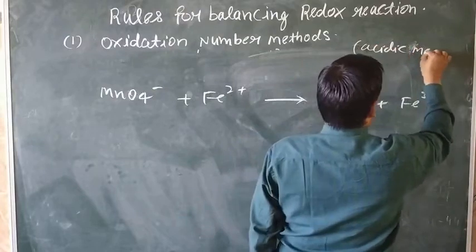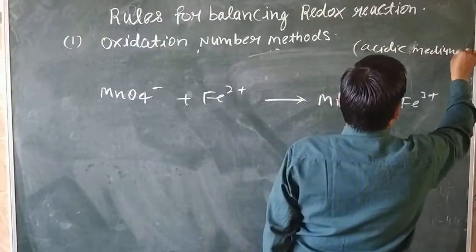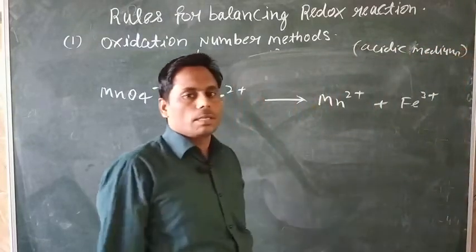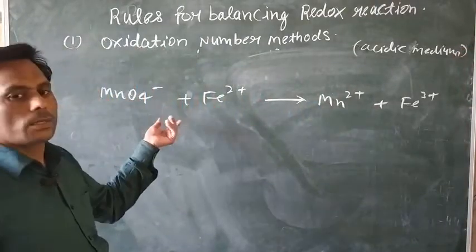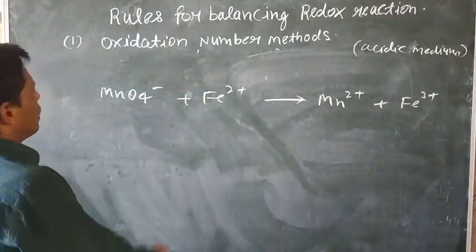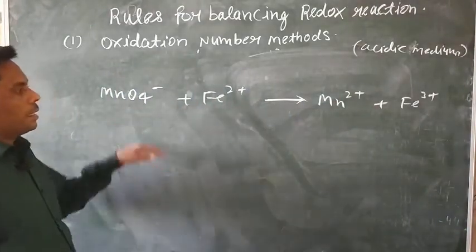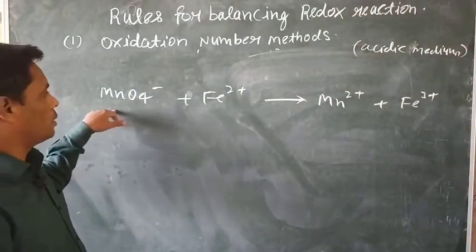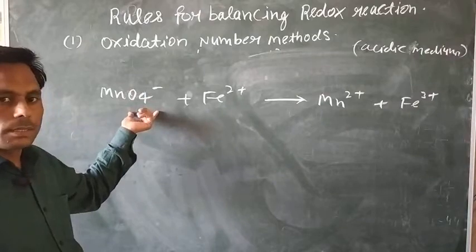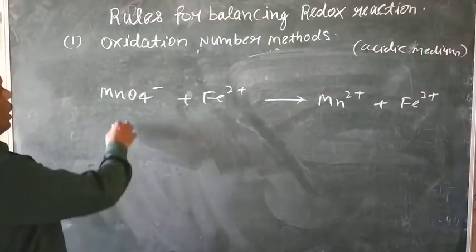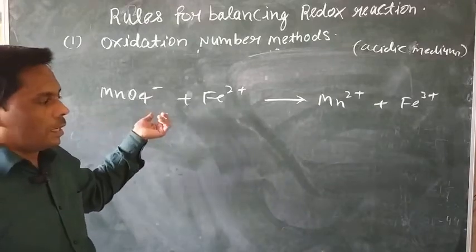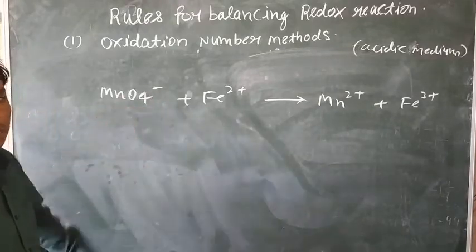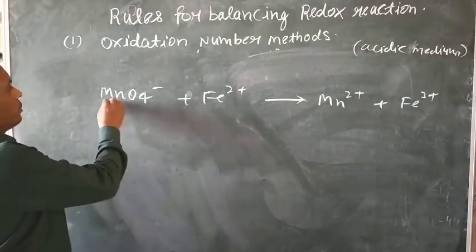In acidic medium, the charge can be balanced by adding H+ on whichever side is required. So here we see in this reaction, first, this is an unbalanced reaction, which you can call a skeletal reaction or skeletal equation. Then we find the oxidizing and reducing agent by assigning the oxidation number of each atom.